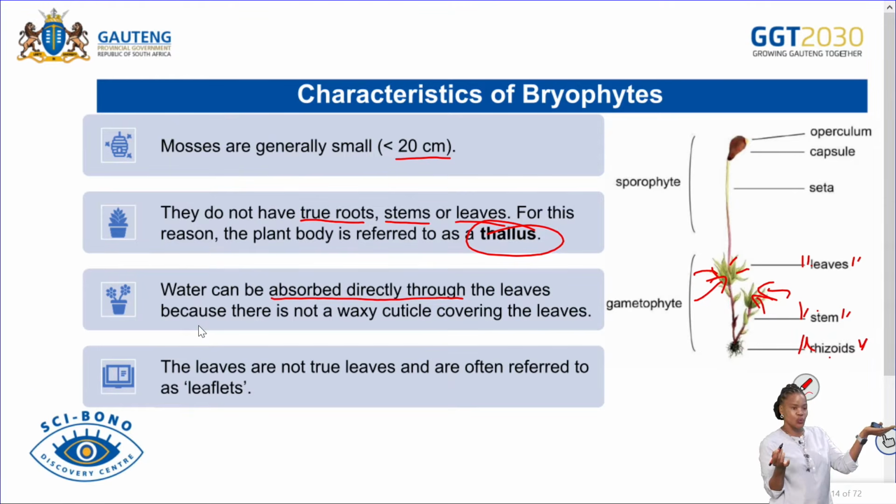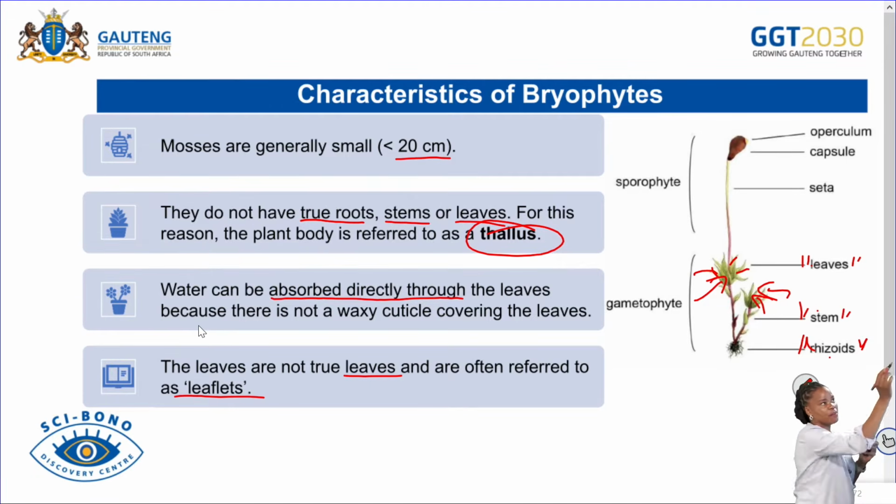And then lastly, the leaves are not true leaves. I've explained that they are not true leaves, and they are always referred to as leaflets. So this is the full structure of a moss plant.